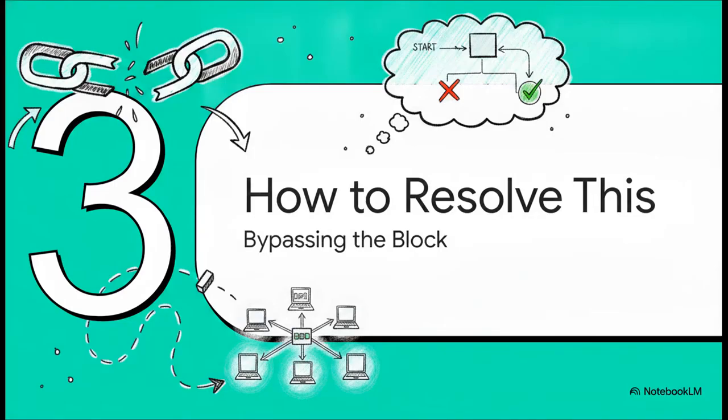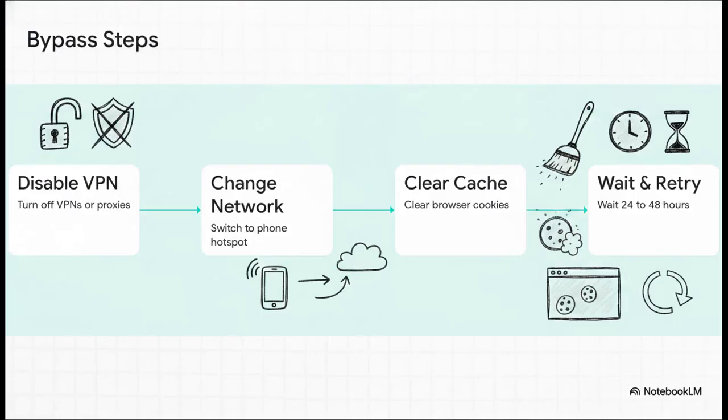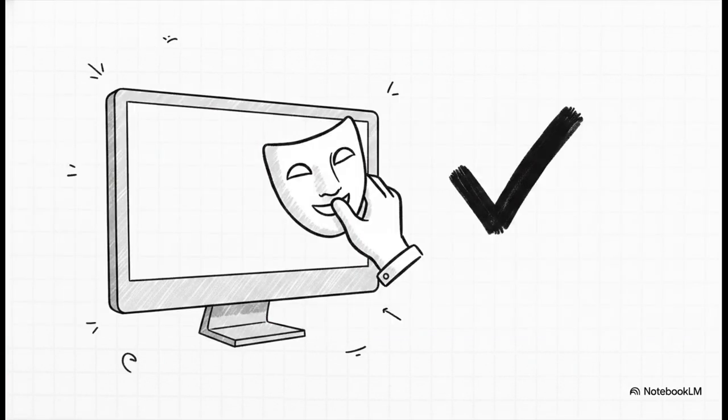Which brings us to Section 3, how to resolve this, bypassing the block. Since this is almost exclusively a network issue, we've put together a really straightforward 4-step roadmap to bypass this block and get your digital ID verified. We're going to disable the mask, change the source, clear the cache, and finally, if all else fails, play the waiting game. Step 1 is definitely the most direct fix.